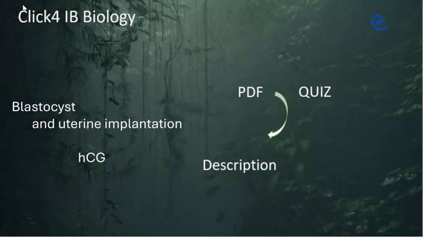We're studying D3.1 and we're now going to look at how the fertilized oocyte develops into the so-called blastocyst and then its implantation into the uterus and the production of the hormone hCG.